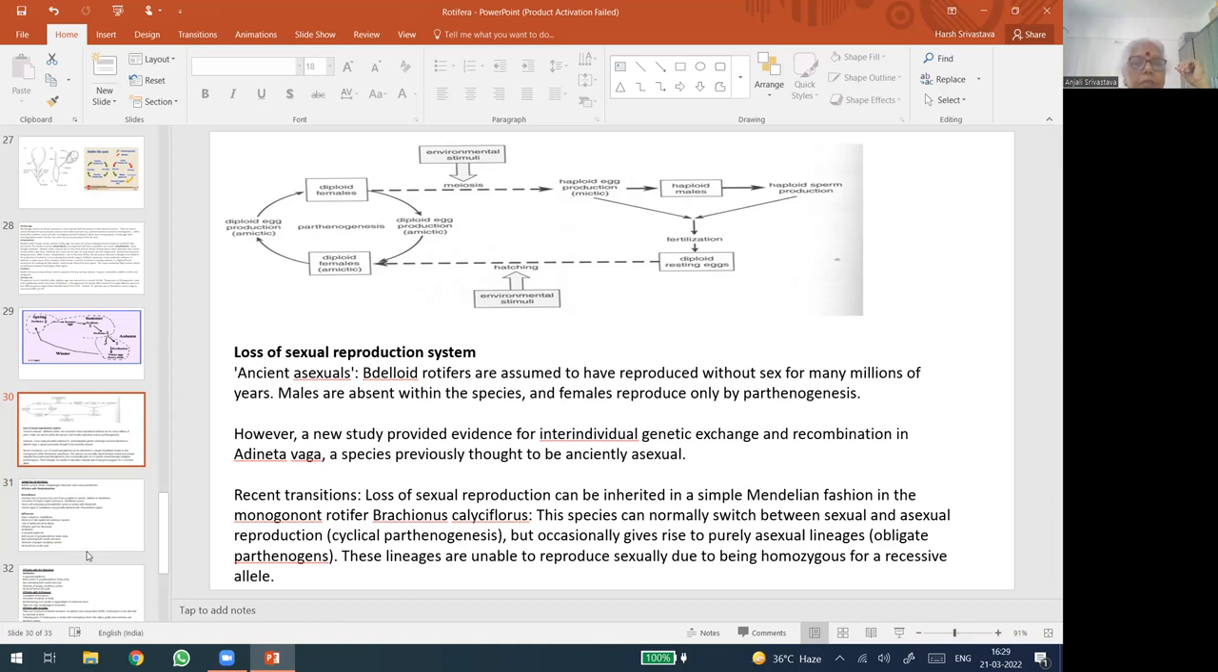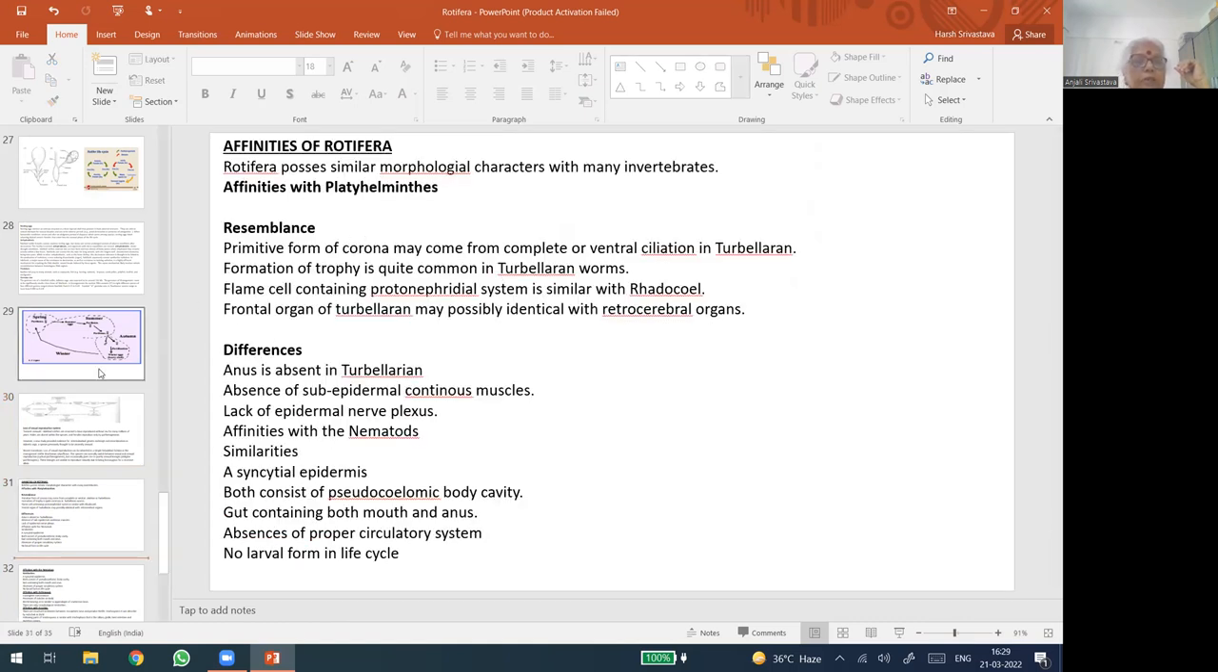So with this ends the general characters, distribution, and habitat of Rotifera, and the last, the affinities of Rotifera. We have seen how many types of affinities they show, affinities with a number of invertebrate or non-chordate groups.